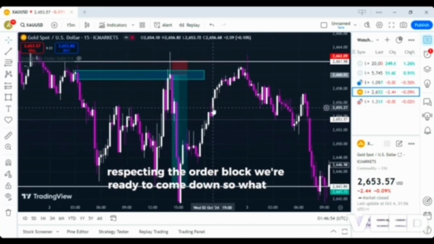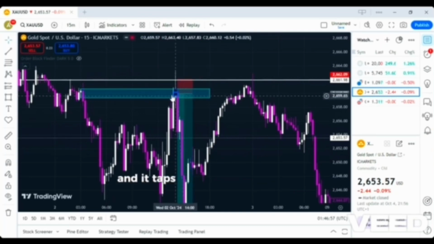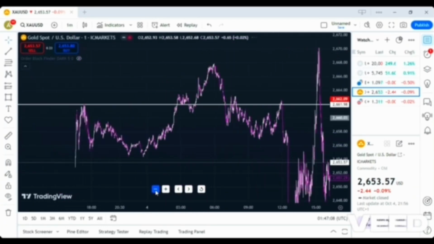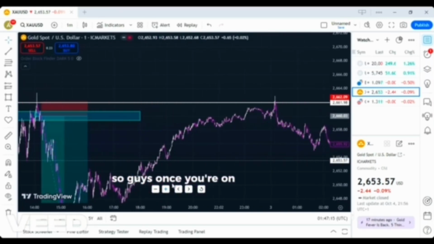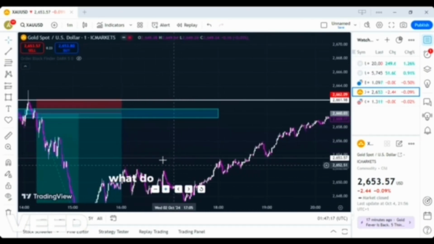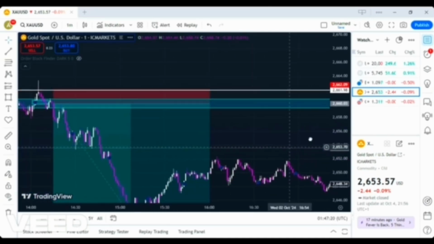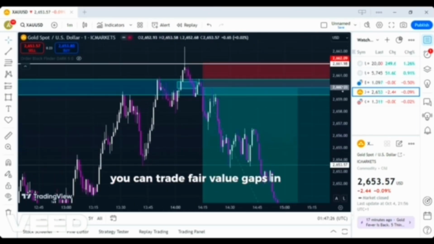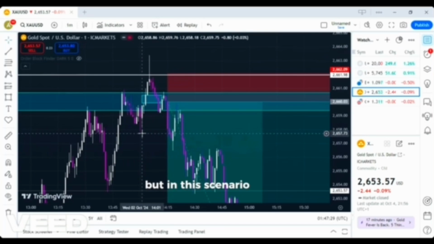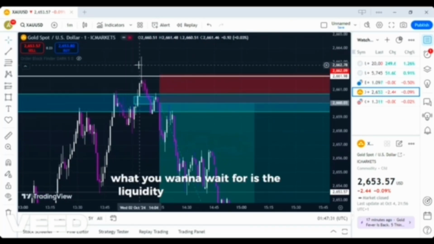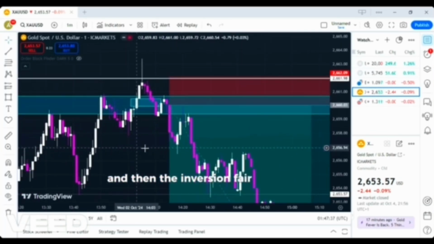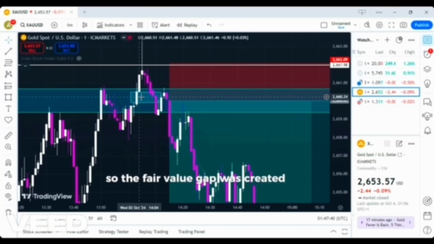So once we find the liquidity sweep and it taps into your point of interest, what do you do, guys? You go straight down to the 1 minute time frame. So guys, once you're on the 1 minute time frame, what you want to be looking for is your fair value gaps. And you tend to have two ways you can trade fair value gaps in the market. But in this scenario, what you want to wait for is the liquidity sweep into your POI and then the inversion fair value gap. So the fair value gap was created, as you can see here.